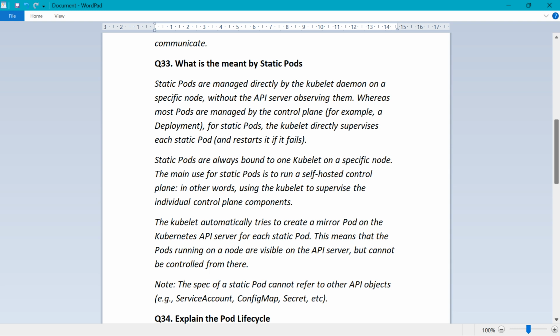The kubelet automatically tries to create a mirror pod on the Kubernetes API server for each static pod. This means that the pods running on a node are visible on the API server but cannot be controlled from here. Note here, the spec of a static pod cannot refer to other API objects like service account, config map, secret, etc.